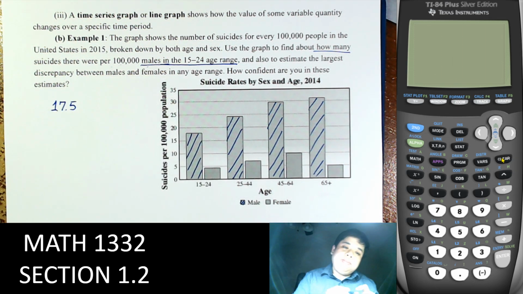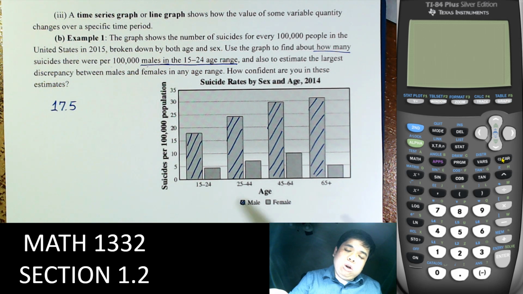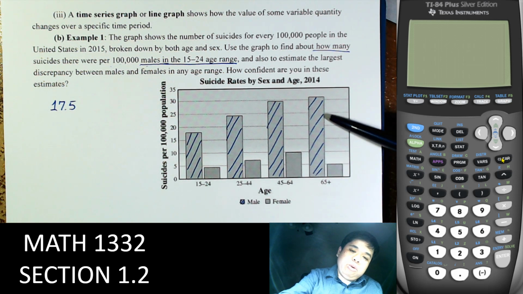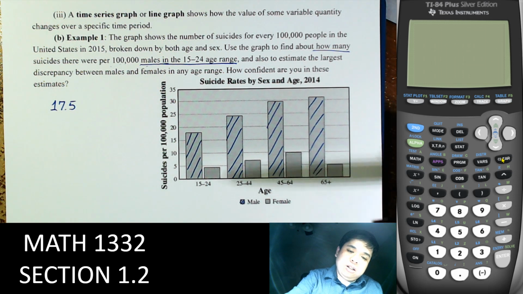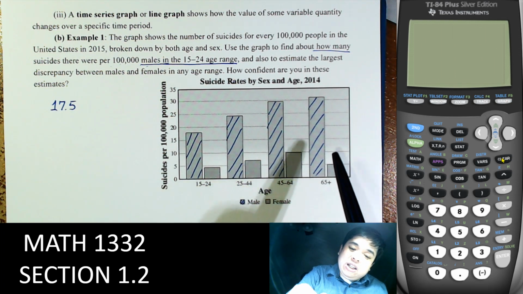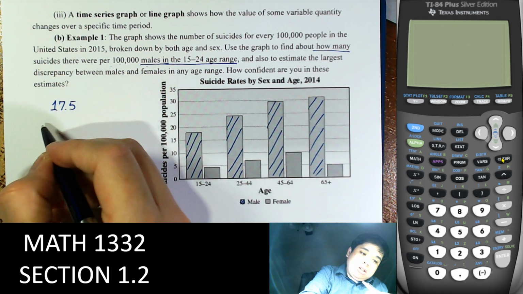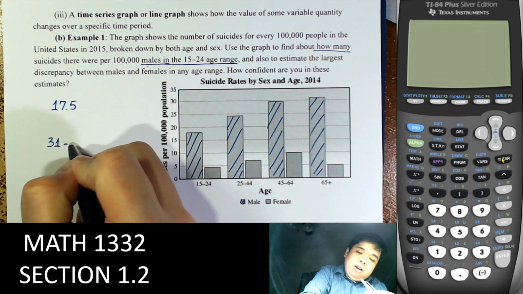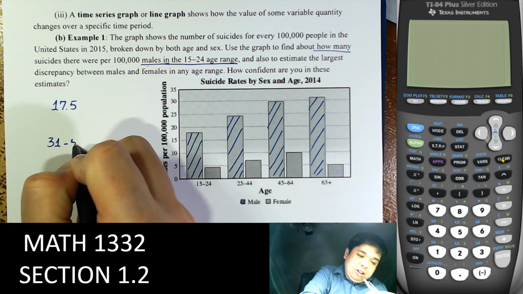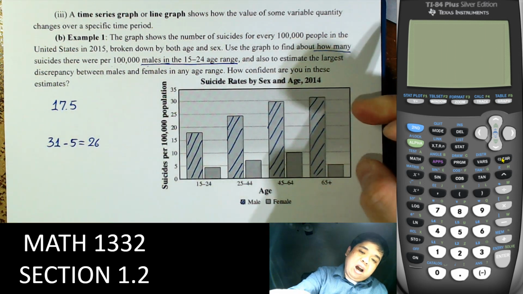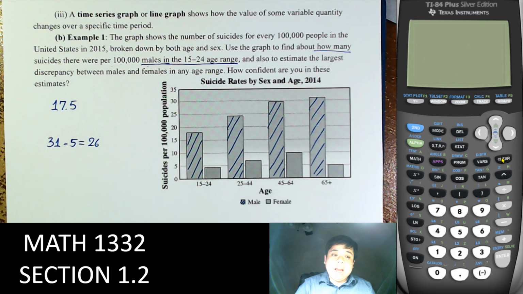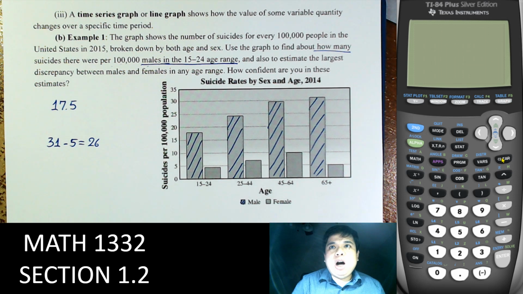Just an estimate. Also estimate the largest discrepancy between male and female. So if we look at this, over this region, that is the highest difference. One of them is about 31, the other one is about 5. So if we take 31 minus 5, that's about 26. So that is the highest difference of any age group, right? Usually this type of problem, we just look at the graph and find the data from the graph. So pretty much that.